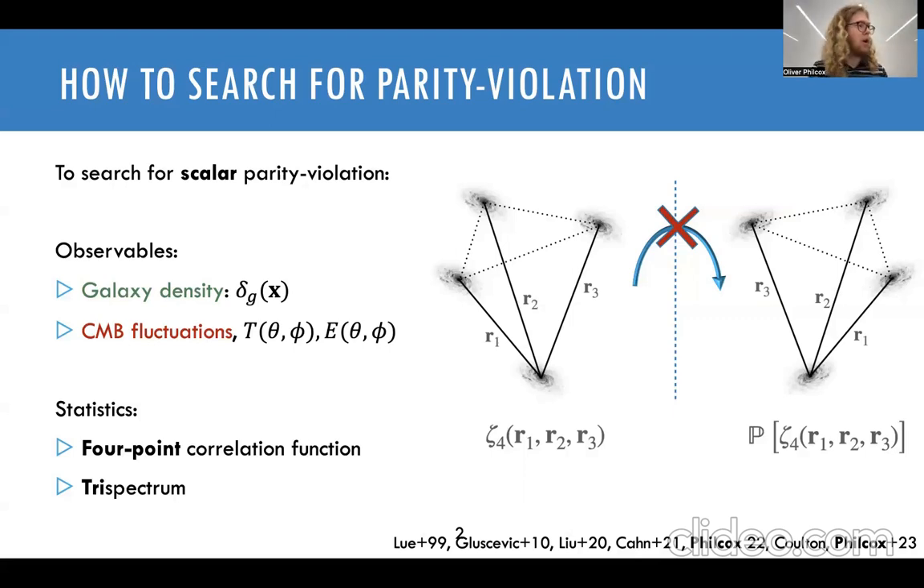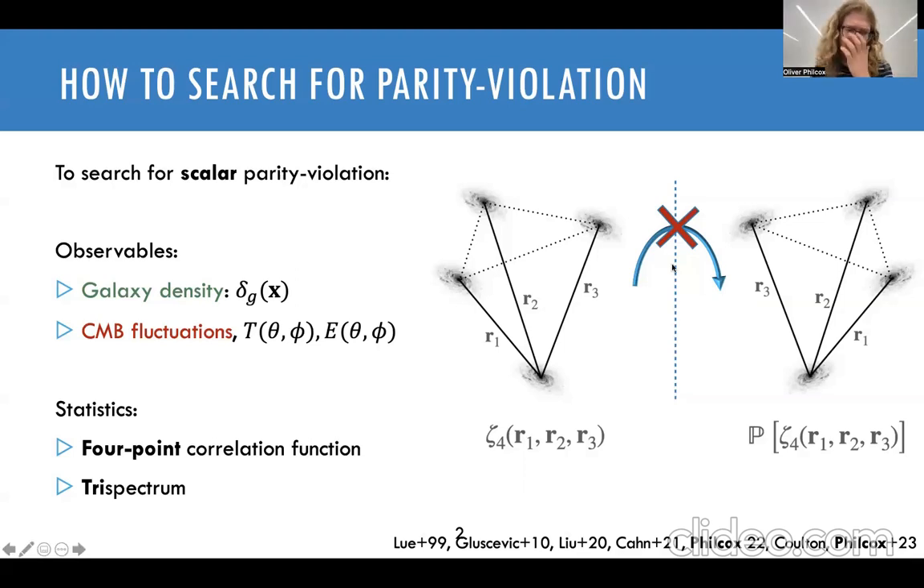If we're dealing with more complicated observables like polarization or the shapes of galaxies, we can actually have slightly different statistics. For example, galaxy EB mode shapes would also provide a new avenue of searching for these sorts of signatures. But for now, I'm just going to consider these scalar observables.